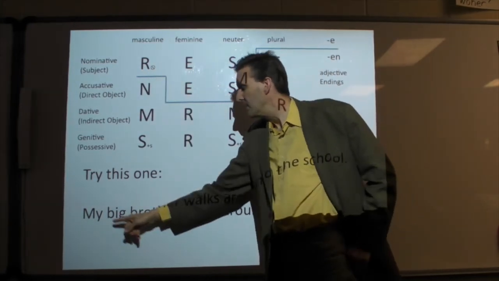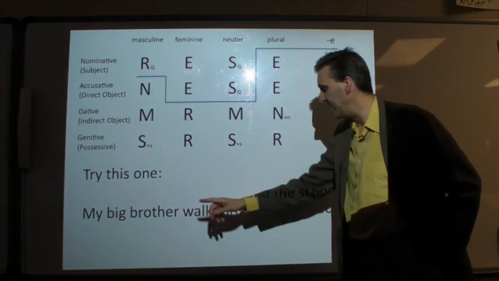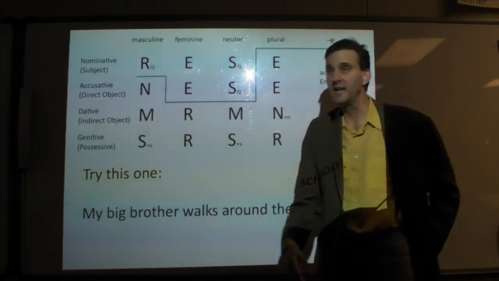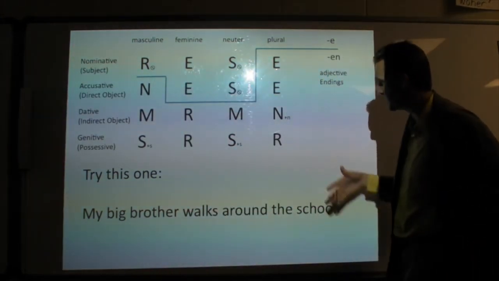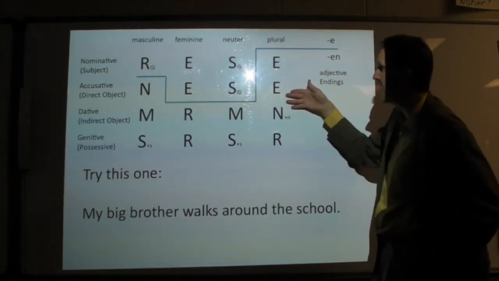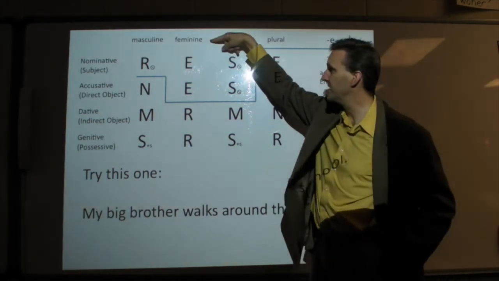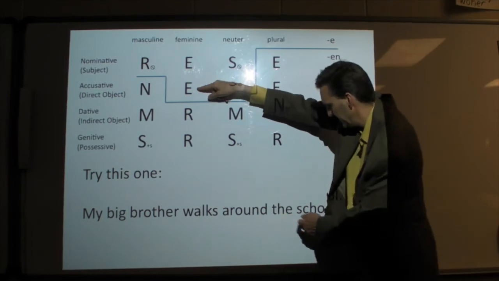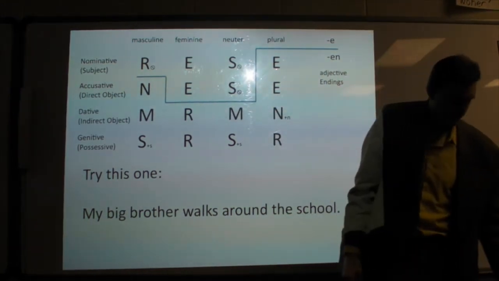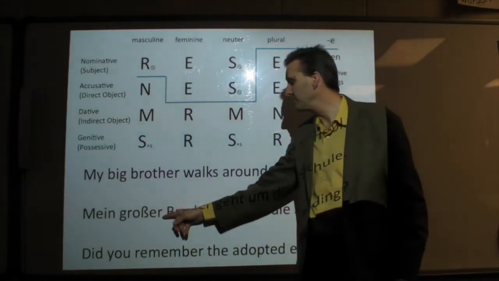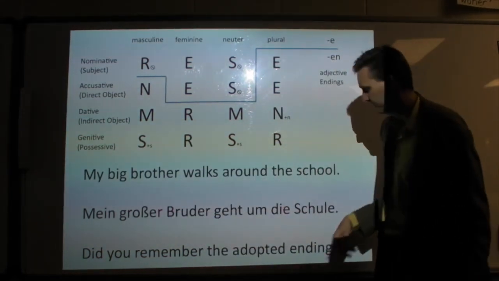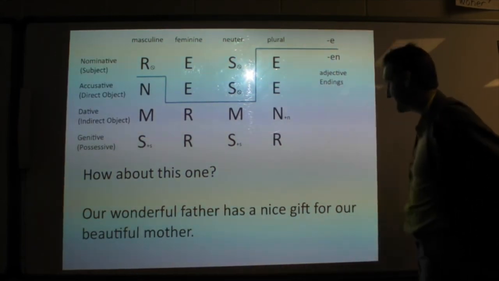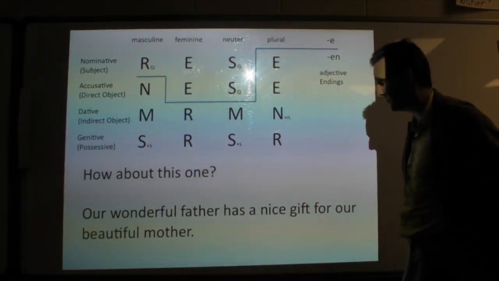Mein großer Bruder geht um, around this, and remember, durch, für, gegen, ohne, take the accusative, don't be dumm. So school has to be accusative, and Schule, since it ends with E, is feminine, and there we go, die Schule. And that's how that works, okay? Mein großer Bruder geht um die Schule. Okay? Very good.